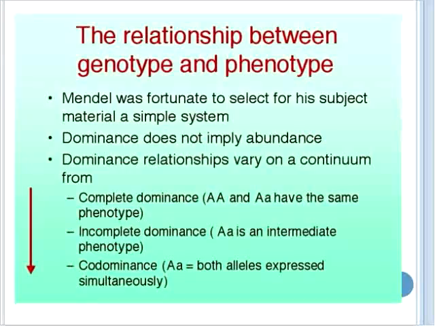Mendel was fortunate that when he selected his traits, he was able to gather a simple system. Traits that simply had yes or no. The one caution I will give is don't confuse dominance with abundance. Dominance relationships vary on a continuum from complete dominance, as was evident in Mendel's traits, to incomplete dominance, to codominance. With incomplete dominance, you get a third phenotype, an intermediate, whereas with codominance, both alleles get expressed at the same time.